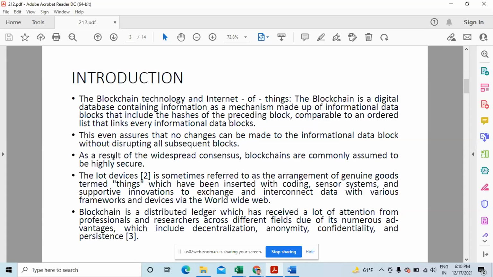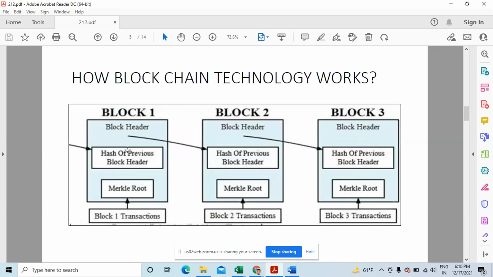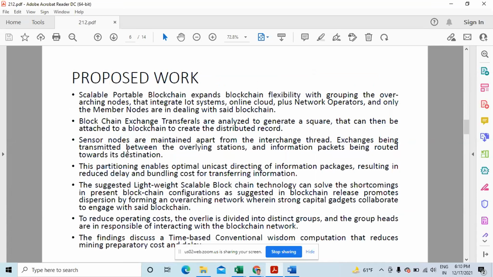So blockchain is basically what we have seen as a distributed ledger that has received a lot of attention from professionals and researchers across different fields due to its numerous advantages, including decentralization, anonymity, confidentiality, and persistence. This was the technology that we have seen, and how it basically works based on the hashes of previous block headers and your series of transactions.